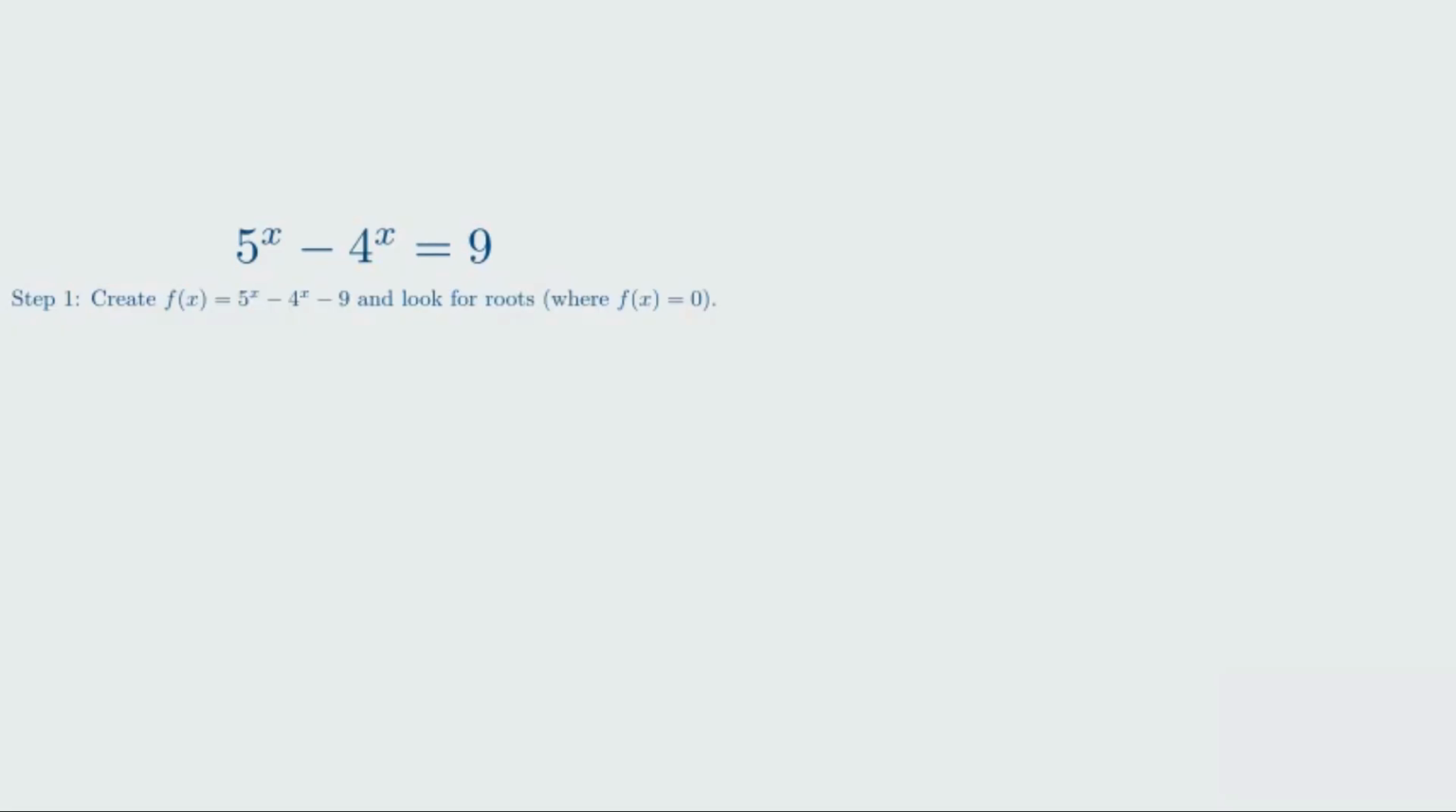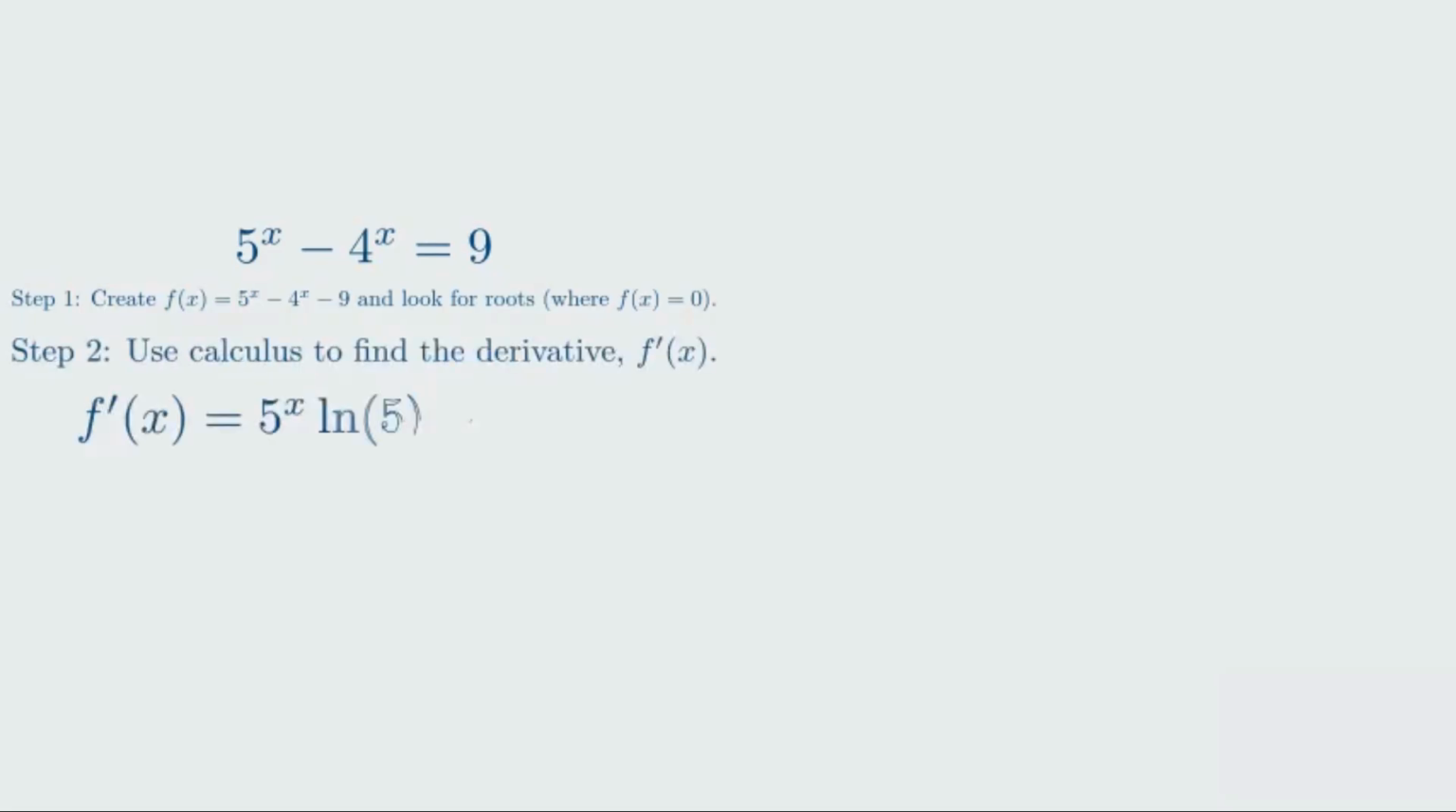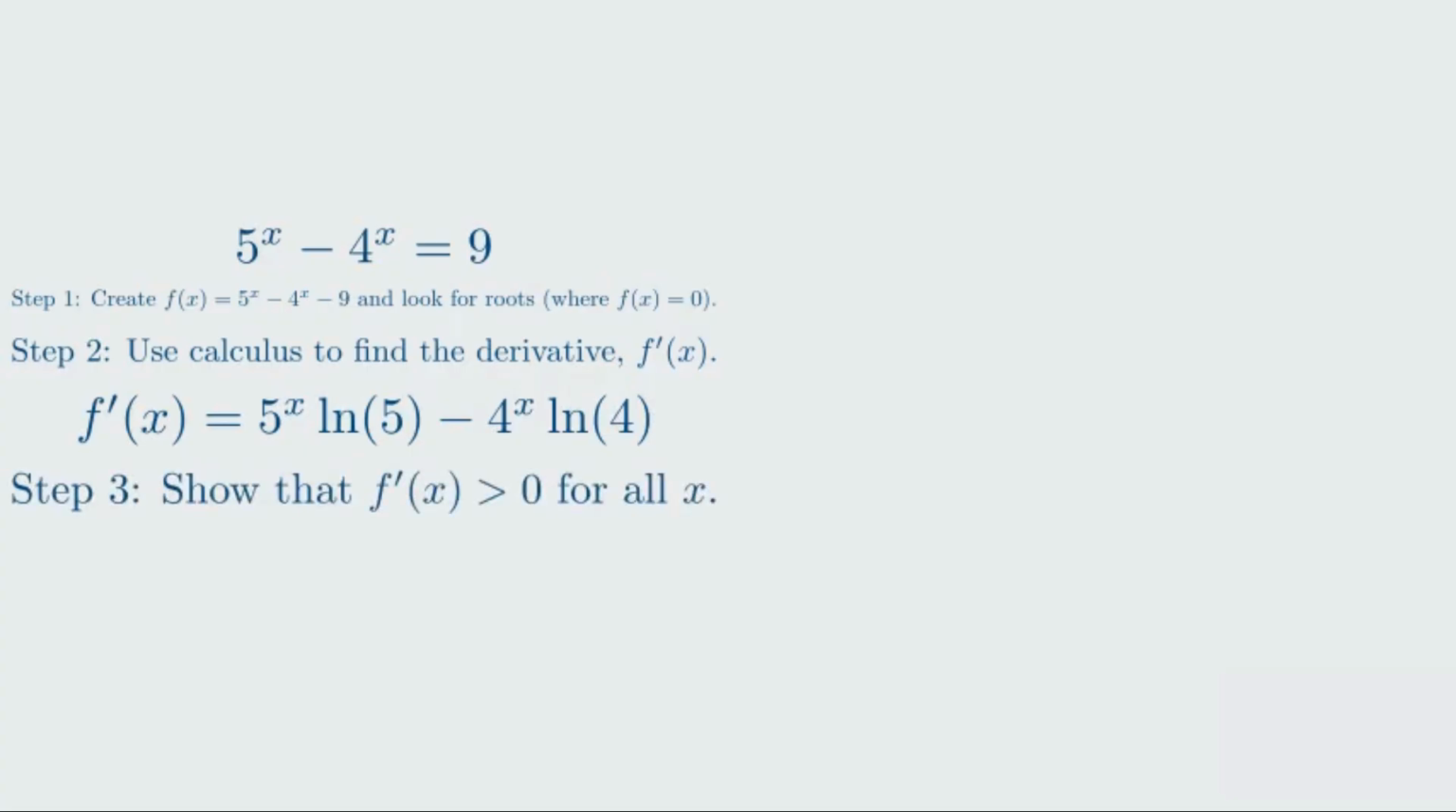Next, we used calculus to find the derivative of our function. We found the derivative to be f prime of x equals 5 to the x times ln 5 minus 4 to the x times ln 4. By comparing the exponential terms and the logarithmic constants, we proved that f prime of x is always positive. This positive derivative means the function f of x is always increasing, or monotonic. This is crucial. An always increasing function can cross the x-axis at most once. Therefore, there can be at most one solution to our equation.